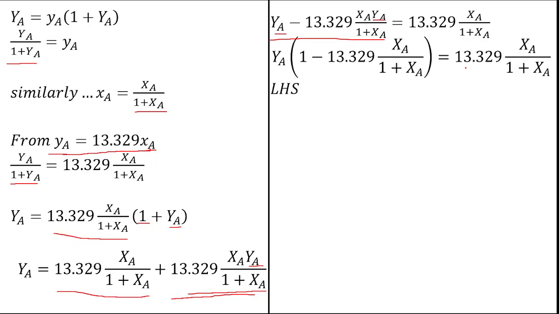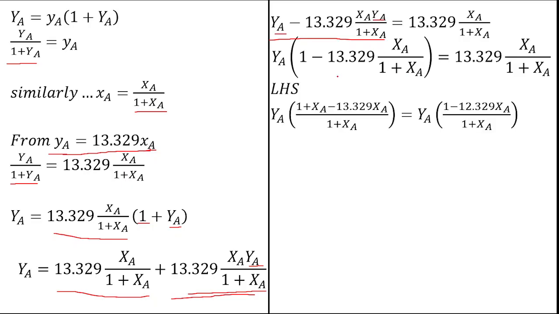So now let's simplify the left hand side. If we simplify just the left hand side right now, just this side here, right? So you can find the LCM, which is 1 plus XA. Then this is 1 over 1. So 1 will go into 1 plus XA and we'll be left with 1 plus XA. That will come and multiply 1. So we'll have 1 plus XA, right? Then the denominator here, 1 plus XA will go into itself once. And then we'll have just 1 left. So that will come and multiply the minus 13.329XA. So that's what we see over here.